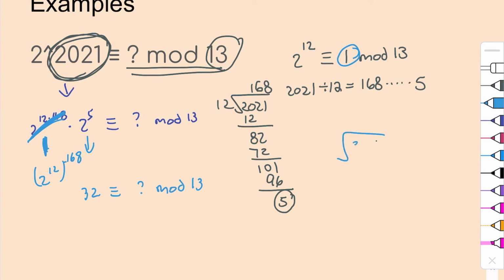So now let's use 32 divided by 13, which is going to be equal to 2, and then we would have a remainder of 6. So our answer is going to be equal to 6 mod 13.